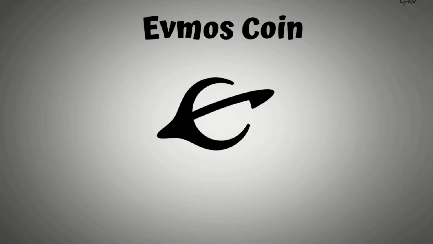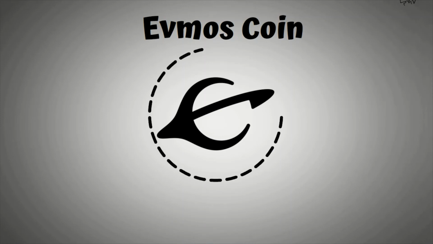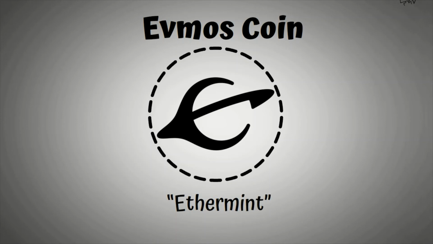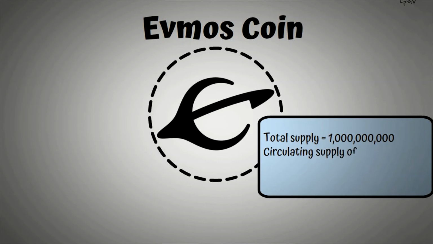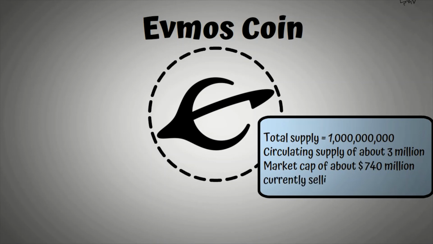The Evmos token is the native payment token of the Evmos ecosystem. Evmos was initially known as Ethermint on the Cosmos ecosystem, but it never had a token until May 2022 at the Evmos launch. Evmos has a total supply of 1 billion, with a circulating supply of about 286 million, a market cap of about $740 million, and currently selling at about $3.